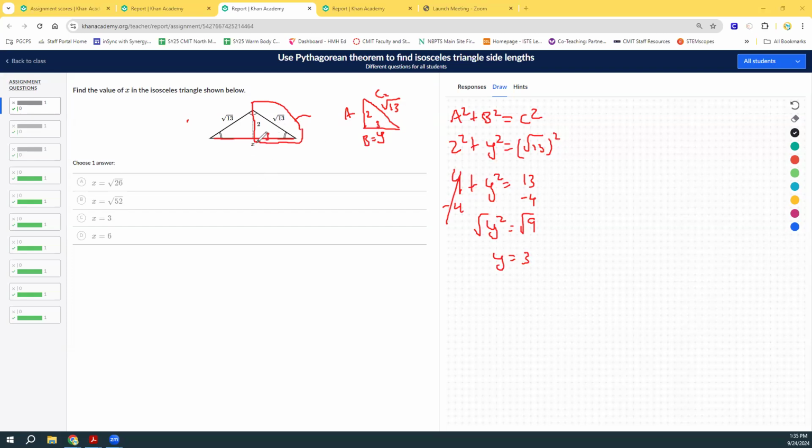But x is not just half the way across. X is the whole way across. So over here, guess what? That's also 3 because these triangles are identical. So x is 3 plus 3. It's the whole way across. 3 plus 3, which is 6. I bet some people picked 3 or didn't know, but now you know.